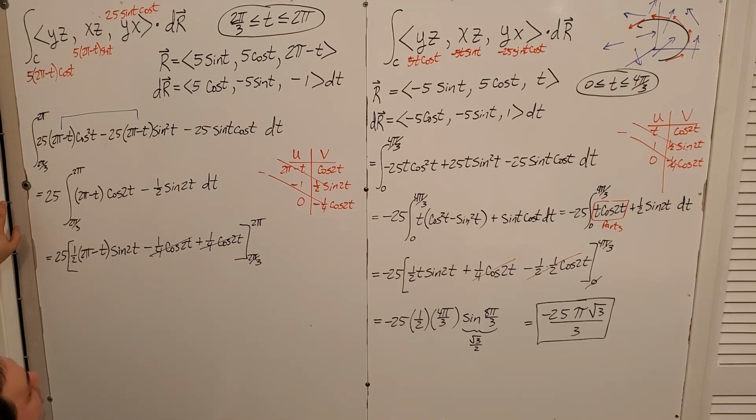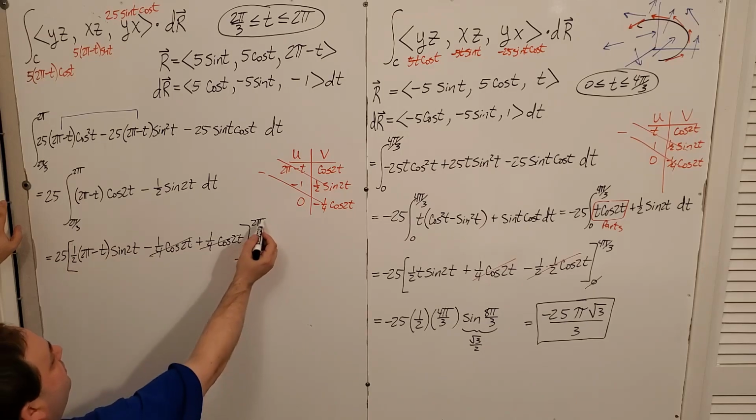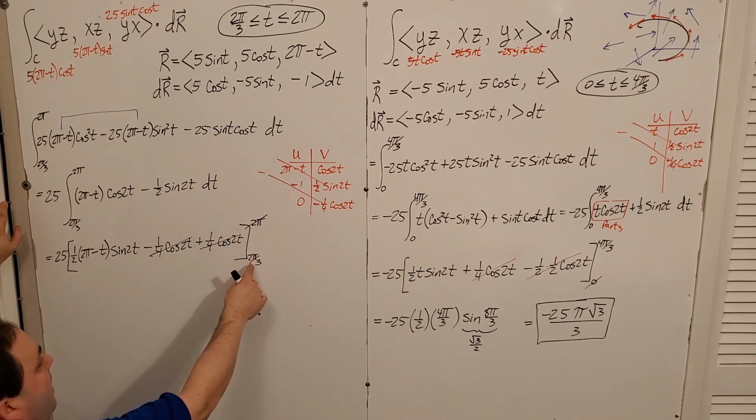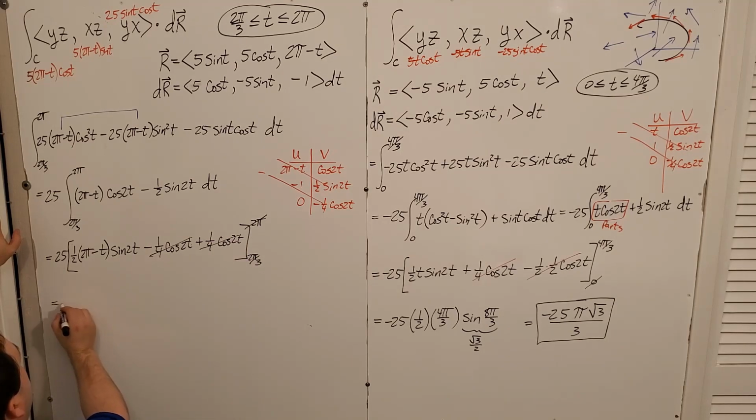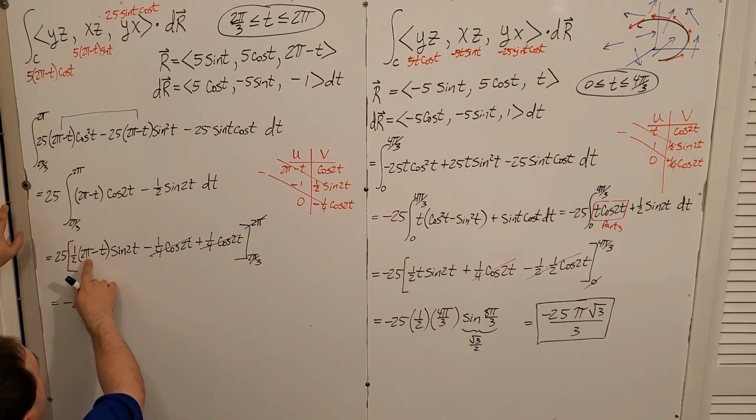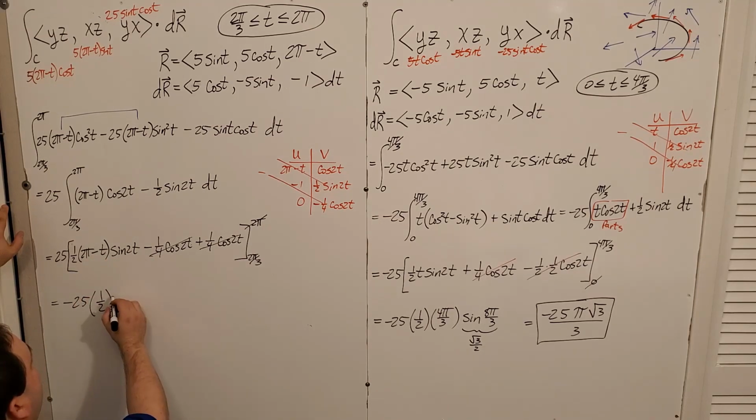Okay. Well, what happens when I plug in the 2π? 2π minus 2π is 0. And that's the only piece left. So 2π is no more good. Don't forget, I'm doing top minus bottom. So I'm getting a −25 times 1/2 (2π − 2π/3).